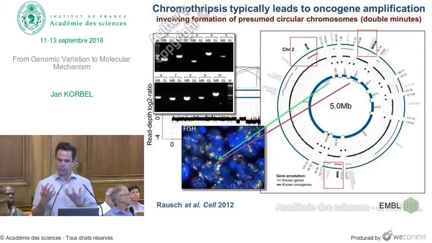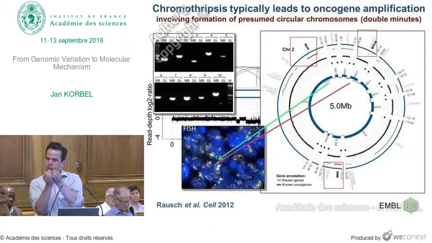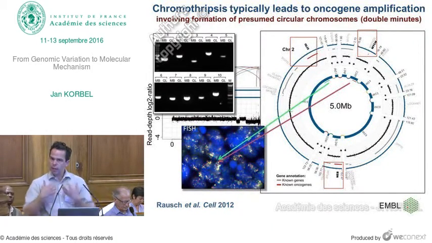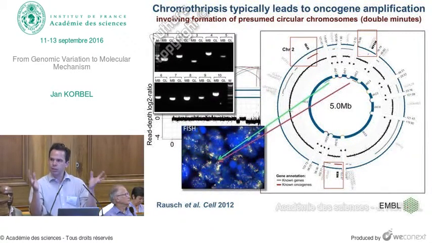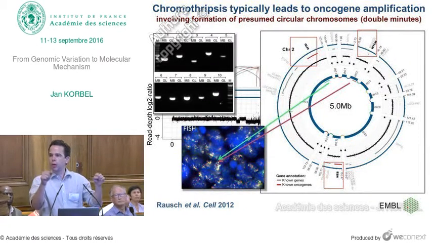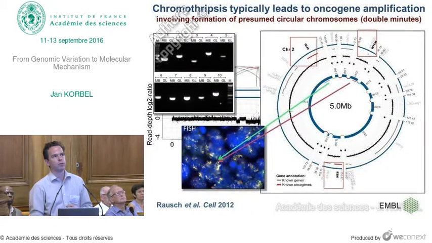And this finding from my group and similar findings from Peter Campbell's group have led to the hypothesis that Chromothripsis can lead to the very fast evolution of a cancer by leading to more than one detrimental hit in the genome. In other words, more than one tumor suppressor or more than one oncogene being affected by the events. And in this case, we could verify the presence of this chromosome by fluorescence in situ hybridization and PCR.